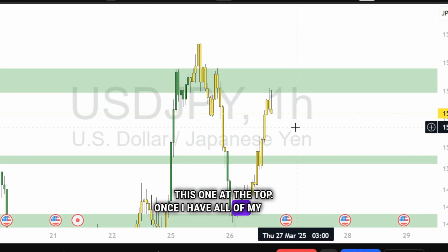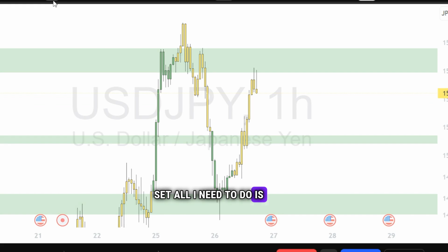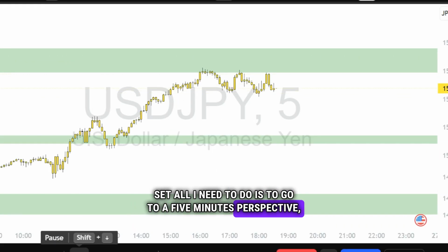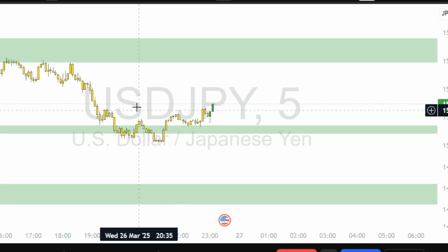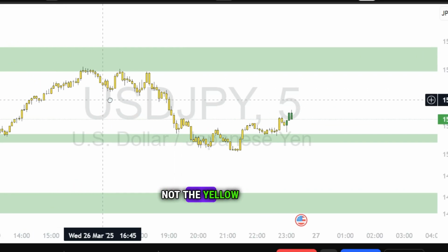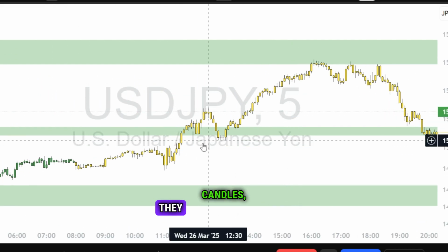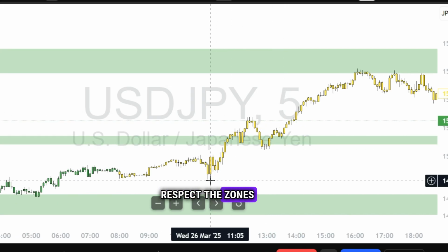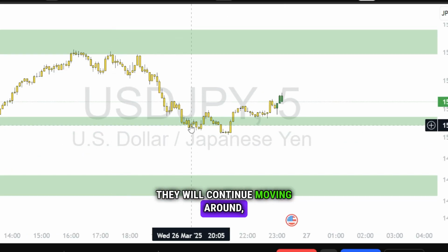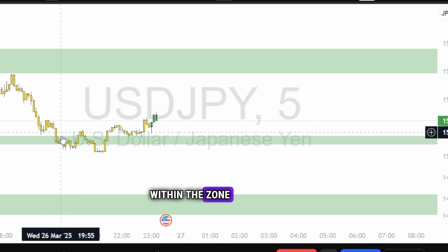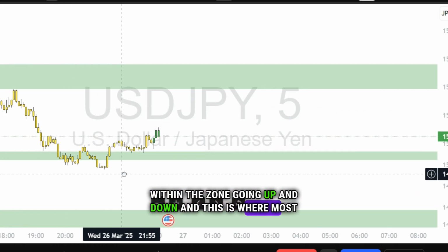Once I have all of my zones set, all I need to do is go on a 5-minute perspective and wait for the same traders to then come back to the market. Who created these zones are the green candles, not the yellow candles. And you can see that the yellow candles don't really seem to respect the zones much. They will cross past the zone, they will continue moving around sideways mostly within the zone, going up and down, and this is where most people get caught out.